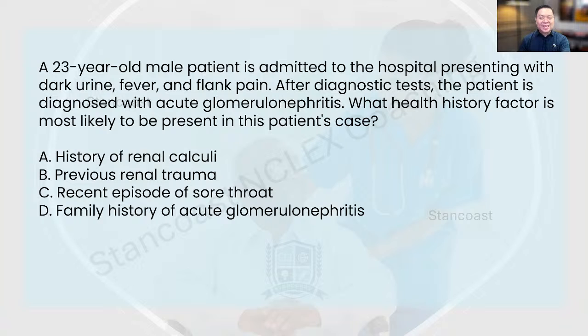Again, the question is, a 23-year-old male patient is admitted to the hospital presenting with dark urine, fever, and flank pain. After diagnostic tests, the patient is diagnosed with acute glomerulonephritis. What health history factor is most likely to be present in this patient's case? Is it A, B, C, or D? I want you to take your pick right now.